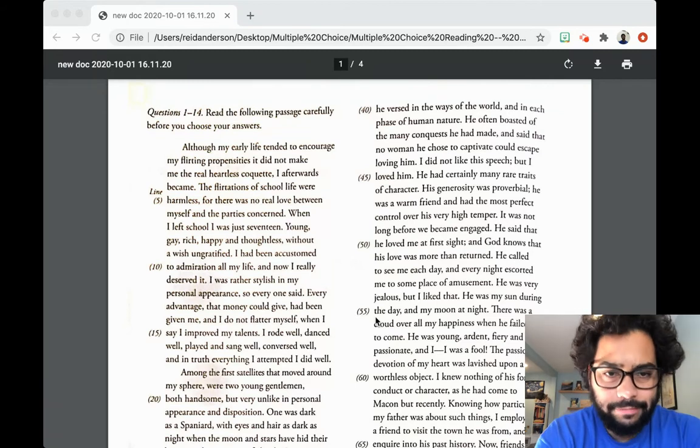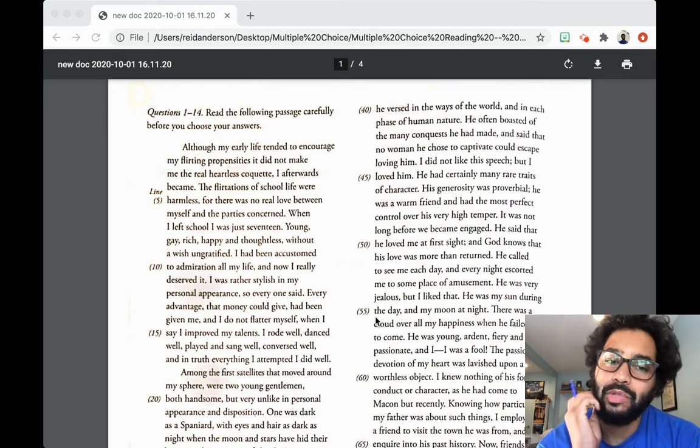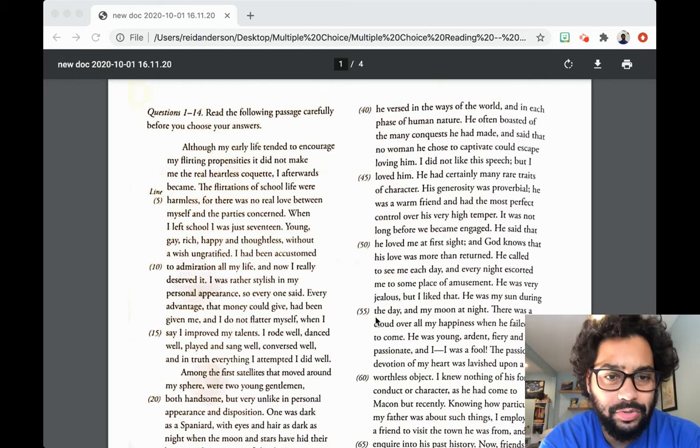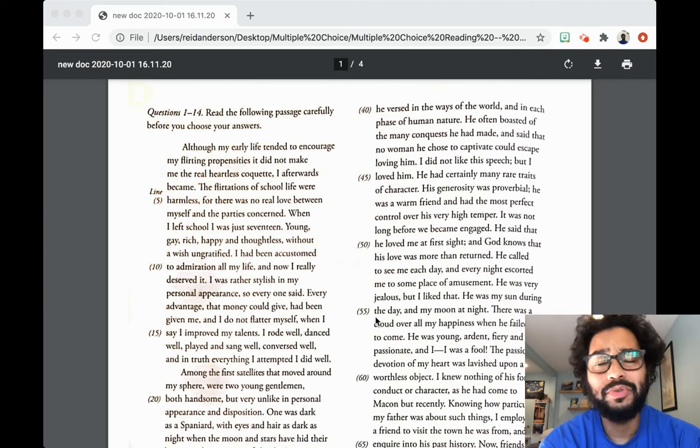Although my early life tended to encourage my flirting propensities, it did not make me the real heartless coquette I afterwards became. And so I'm seeing the words like flirting propensities. So this is possibly a romantic reading. The heartless coquette. I don't know what a coquette is, but I do know what heartless is. And so apparently somebody used to flirt, and then they became heartless afterwards.